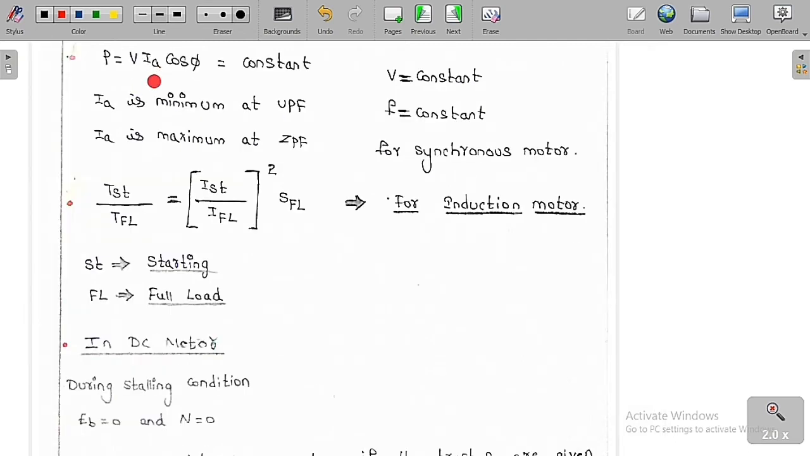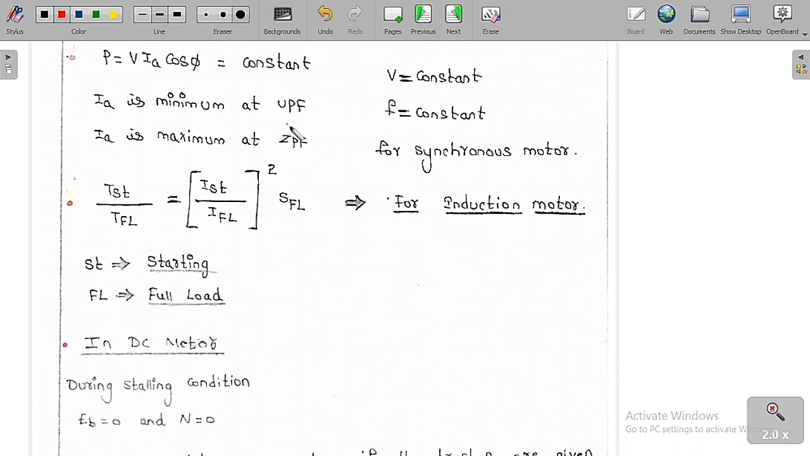So P is equal to V into I into cos phi, which is constant. Let me assume V is also constant, and F is also constant for a synchronous motor. Then IA is minimum at UPF and IA is maximum at ZPF. This is a very important point. Listen carefully: IA is minimum at UPF. You can see this clearly in the V curve.